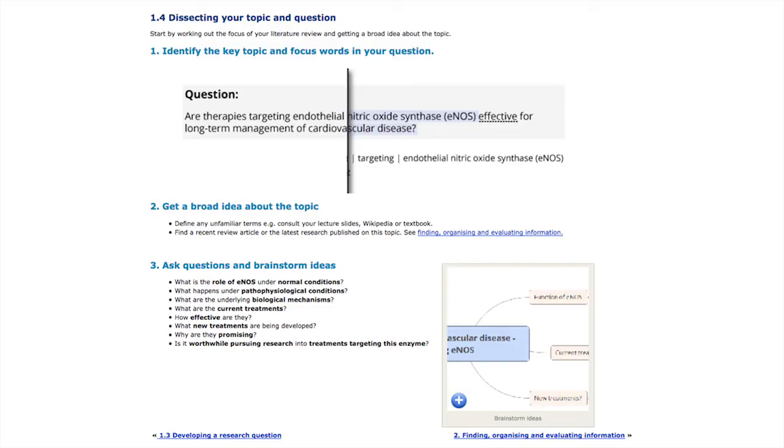And once you come up with a research question, do you just go away with that, or what do you do? So you go and you identify the topic and you identify the key information from that question. And then you get a broad idea of the topic by either going to Google Scholar or somewhere you would like to go, and then you dissect that question. You tease out what it is.